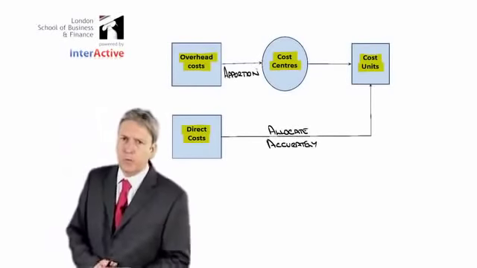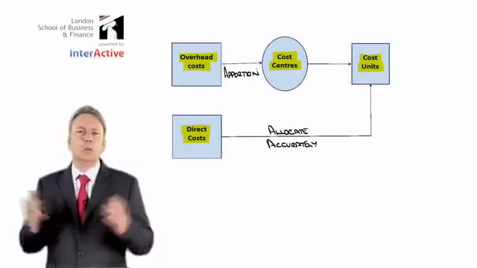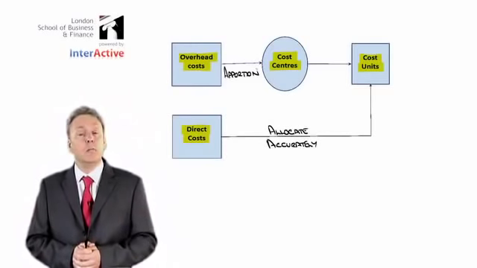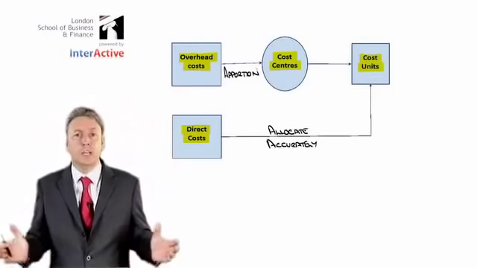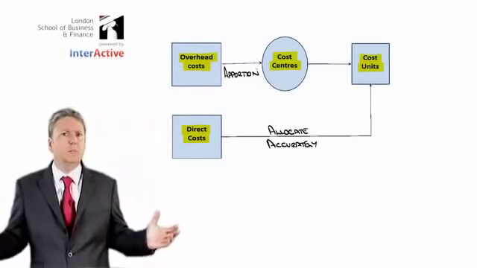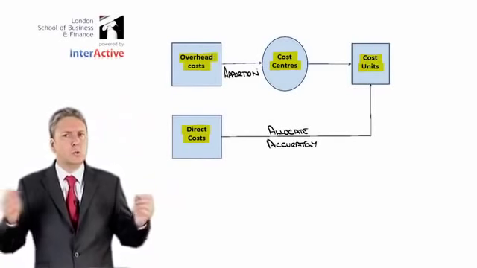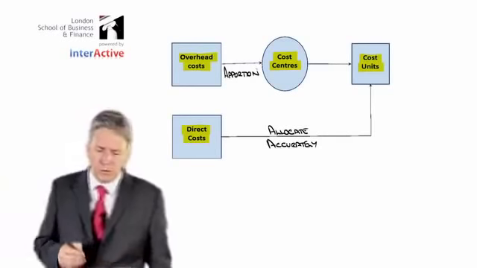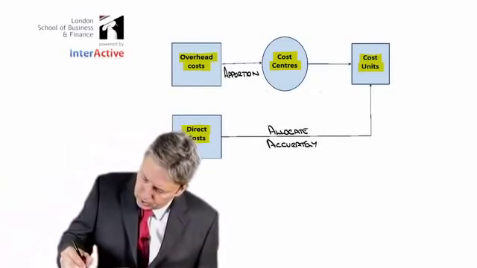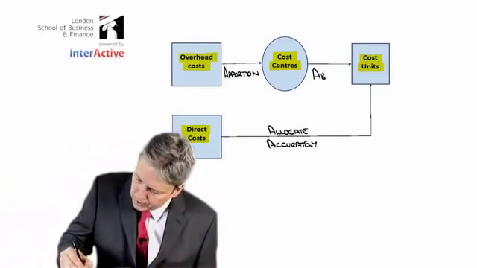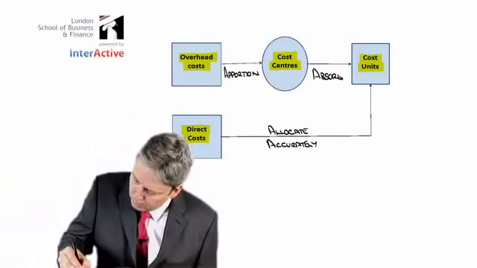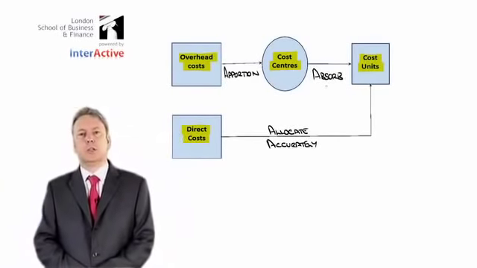Apportionment essentially is educated guesswork. A classic example would be building costs, the costs of maintaining the building, which may be spread on floor area. It's fair. Is it accurate? We don't know. It's that sort of thing. And once we've got all of the costs in the cost centres, then we absorb from the cost centres to the cost unit.